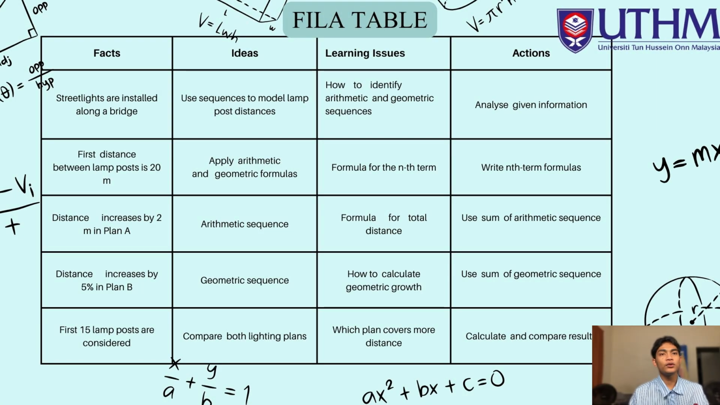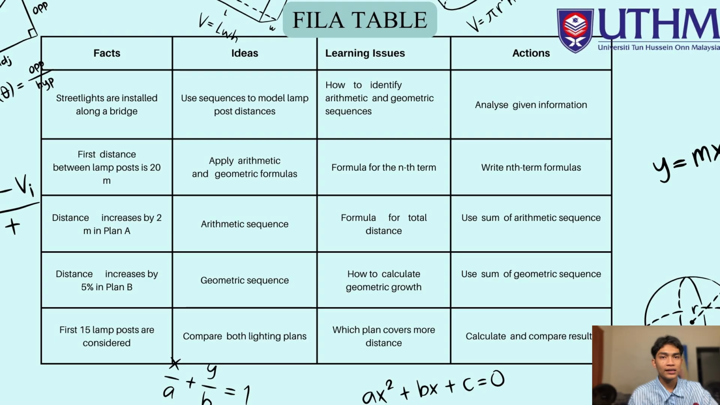Now, let's move to the next part, which is the FILA table. FILA stands for facts, ideas, learning issues, and also actions. For the first fact, street lights are installed along a bridge, and the idea is to use a sequence to model lamp post distance. And the learning issue is how to identify arithmetic and geometric sequences. And the action is to analyse the given information.